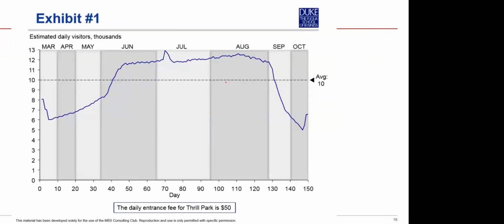Someone have a go at clearing this slide from our friends at Duke. Josh, I'm going to pick on you.